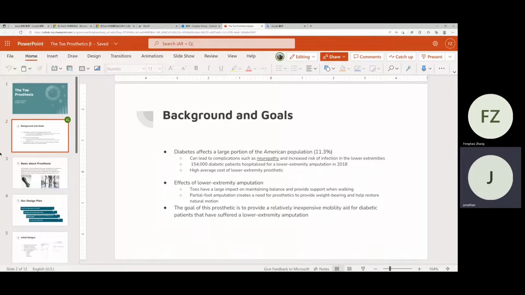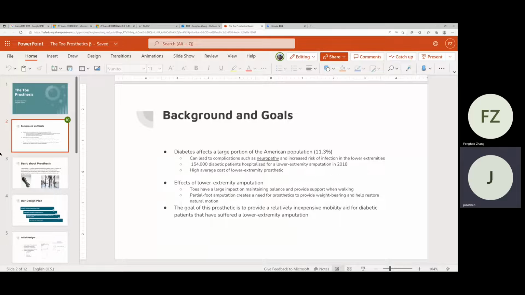diabetic patients. And so in 2018, there were 154,000 diabetic patients hospitalized for a lower extremity amputation in the United States, which is a lot. And the high average cost of lower extremity prosthetics drove us to this project. And so the effects of lower extremity amputation are huge on walking and just normal life.